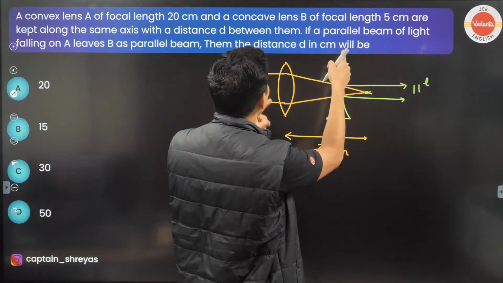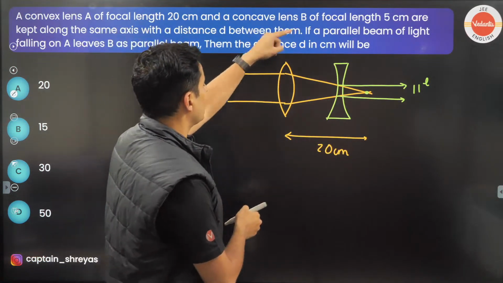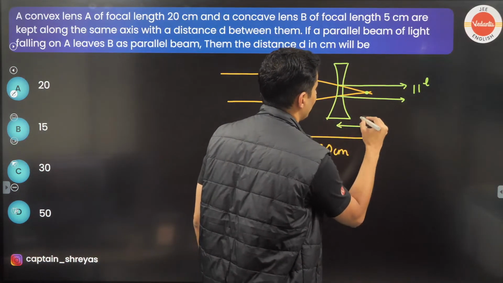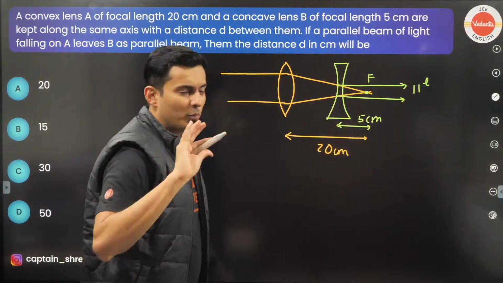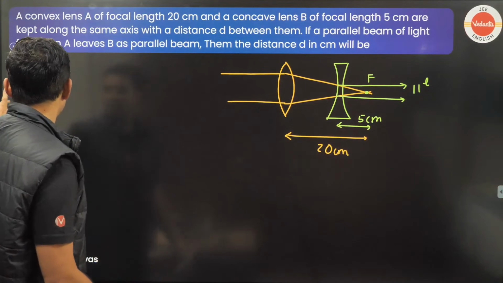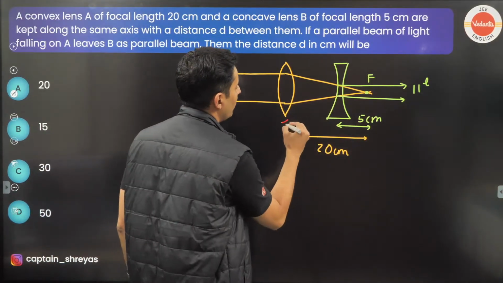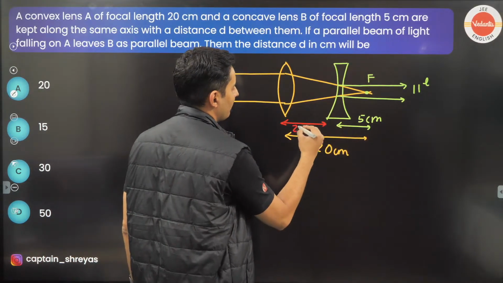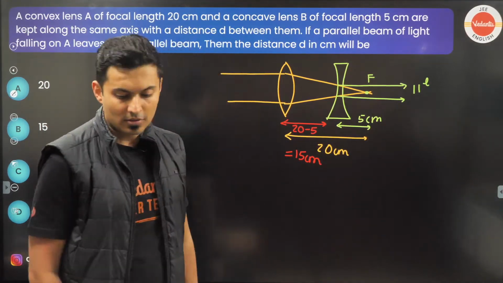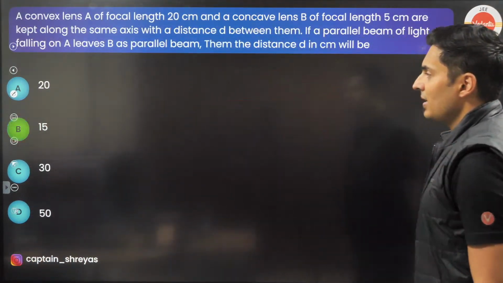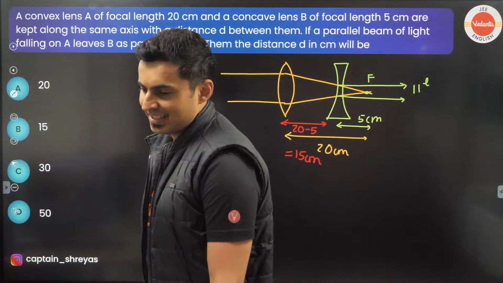So what is the focal length of the concave lens? The focal length of the concave lens is 5 centimeters as per the given question. This is 5 centimeters. This is the common focus point for both of them. So what is the distance between both of them? 20 minus 5. So it is basically 15 centimeters. Where is that option? Option B. Perfect. Excellent, guys.